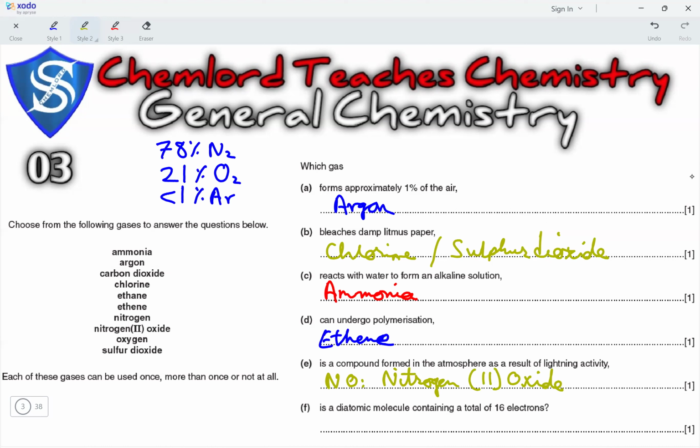And lastly, we've got is a diatomic molecule containing a total of 16 electrons. So first we select the diatomic gases here. Ammonia is NH3, it is not diatomic. Argon is monoatomic. Carbon dioxide is CO2. Chlorine is diatomic, so we select chlorine. Ethene is not diatomic. Nitrogen is diatomic, so we select nitrogen. Nitrogen oxide is diatomic, so we select nitrogen(II) oxide. Oxygen is diatomic, we select oxygen. And sulfur dioxide is SO2, so it is not diatomic.